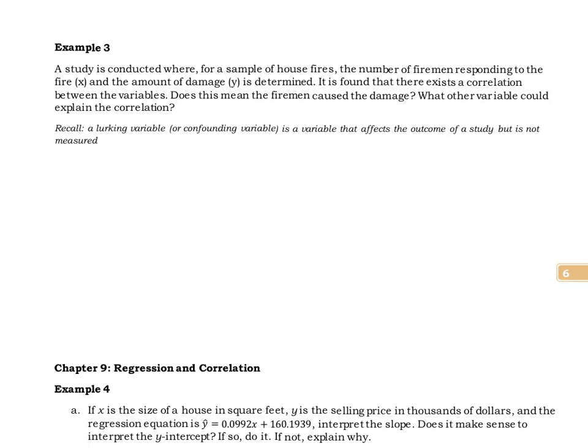Okay, there's a correlation between more firemen responding and the amount of damage. The more firemen, the more damage. Well, if the firemen aren't causing it, what's perhaps the issue? Again, the larger the fire, the more firemen that are going to have to show up. So another variable that could explain the correlation is the size of the fire, because that would have an impact on both how many people showed up to fight the fire and the amount of damage that was done. So just because there's a correlation, that does not at all mean there's a cause and effect there. Be aware of that.